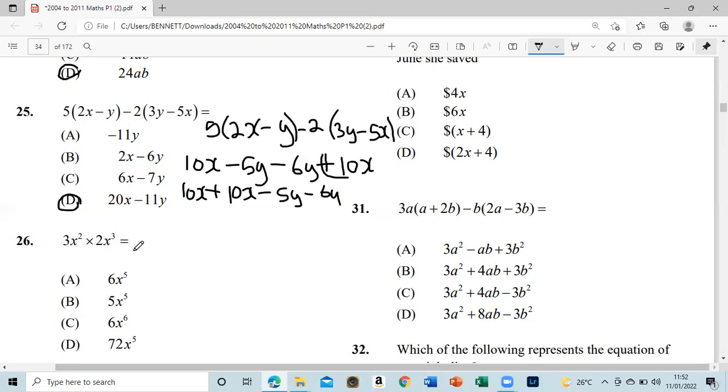All right. So this one says 3x squared times 2x cubed. So we multiply. Should I write it down? All right, so 3 times 2 is 6. And then we have 2 plus 3. Remember, when the base is the same, we add the powers. So 2 plus 3 is 5. So we get 6x to the 5th power.